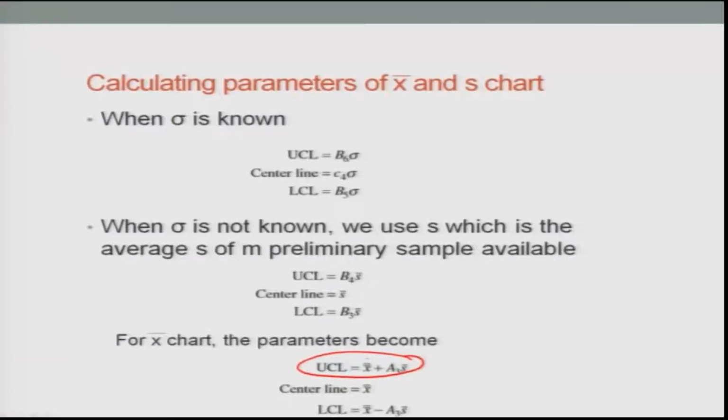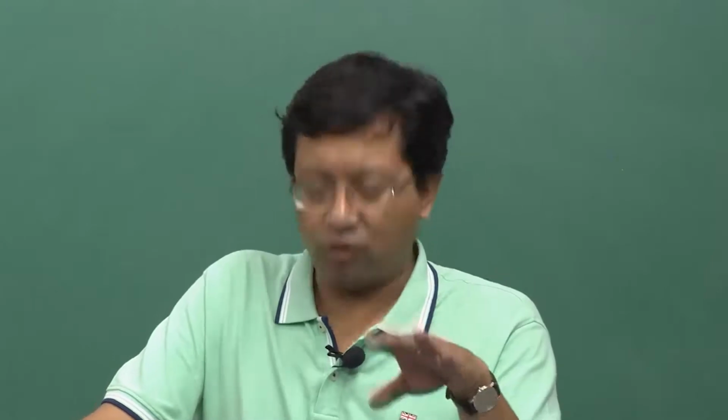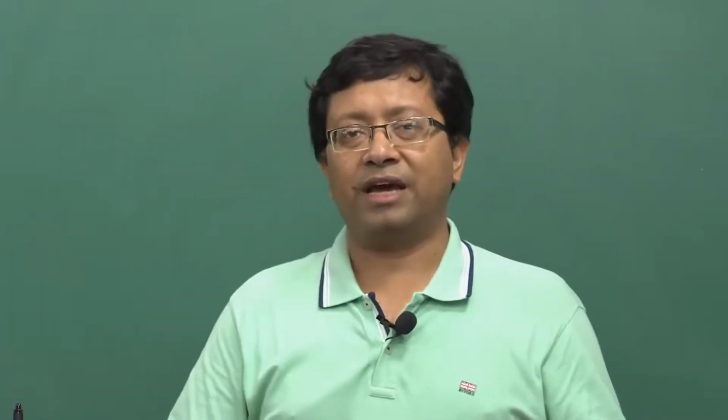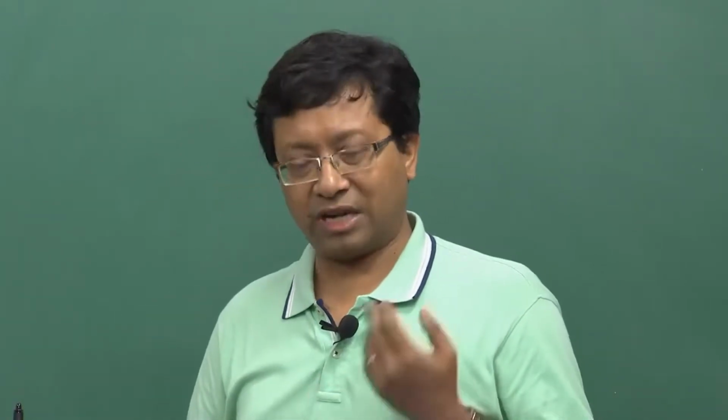The upper control limit becomes X double bar plus A3 times S bar, and for the lower control limit the plus sign is replaced by minus. Obviously, the central value continues to be X double bar, because our main emphasis is to study the X bar charts. So the average value does not change, only the sigma value has been replaced. Initially it was replaced by the range values, and now we are replacing it with the S bar values, where S is the standard error.